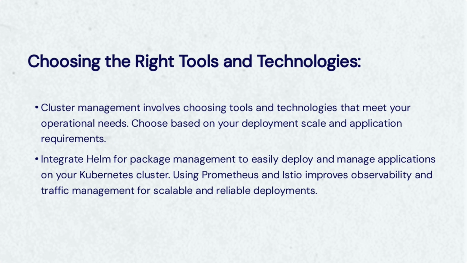When it comes to cluster management, you need to choose tools and technologies that align with your operational needs. Consider your deployment scale and application requirements to make the right choices. Integrating Helm for package management can simplify the deployment and management of applications on your Kubernetes cluster. Additionally, using Prometheus and Istio can enhance observability and traffic management, ensuring scalable and reliable deployments.